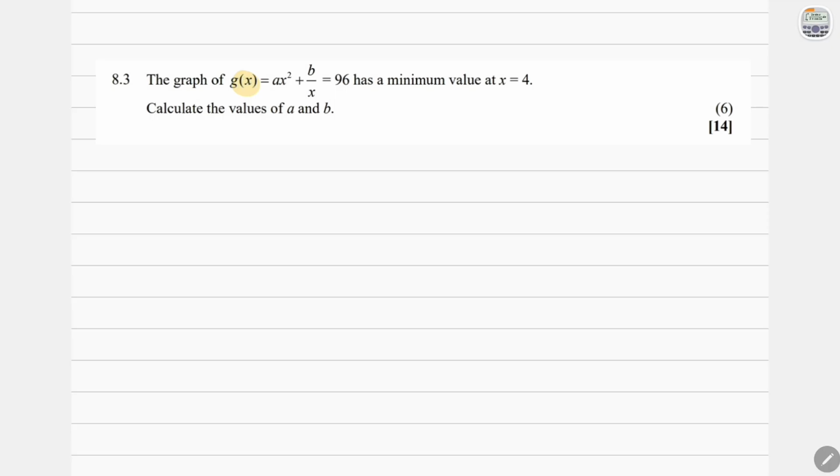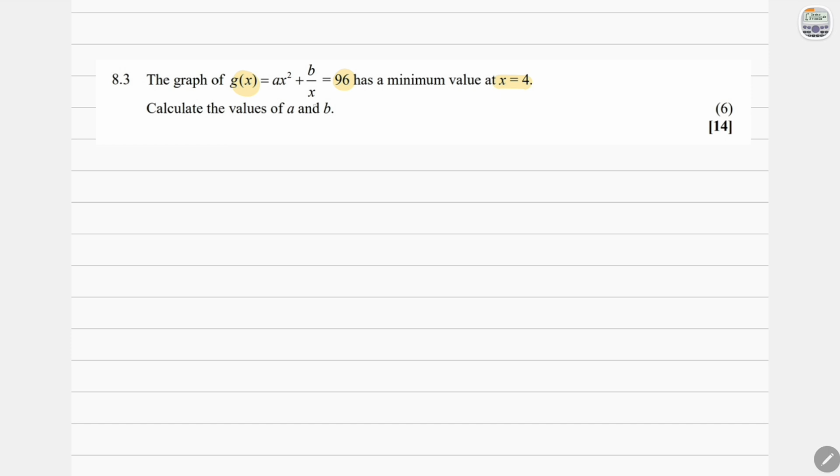So the graph of g has a minimum value at x equals 4. Do you notice how they say g of x and then they put down what g of x is equal to, and then they say is equal to 96. So that is actually the y value of this graph at this point where it has a minimum. So when we say a graph has a minimum, we're just saying, for example, if you have a parabola, this is the minimum value of this parabola, meaning we are pointing at the turning point. And we know what happens at the turning point. The gradient of this function is equal to 0.